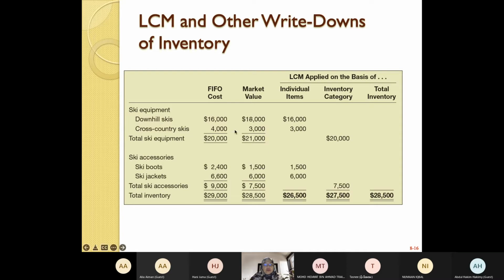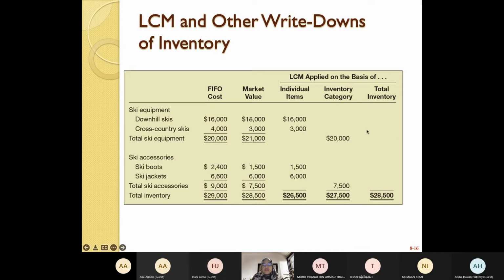The total, you also have to record the market value. But in terms of the totality of the inventory, ski equipment plus your ski accessories, the total cost is 29,000, but the market value is 28,500. So how are you going to apply the LCM?